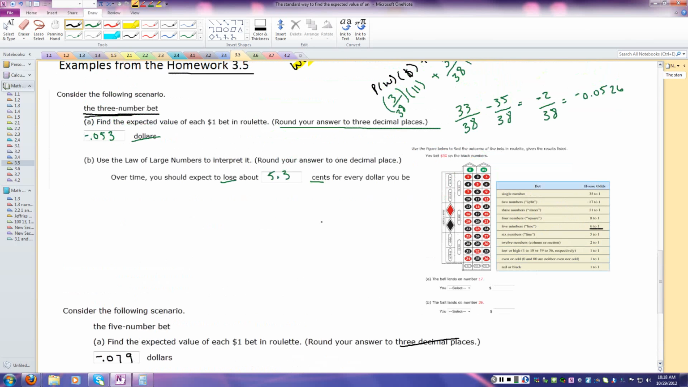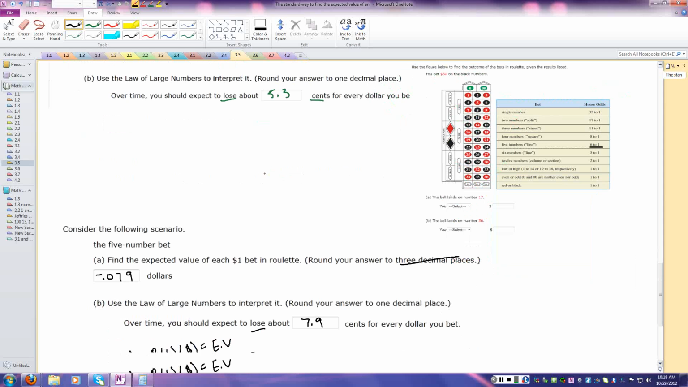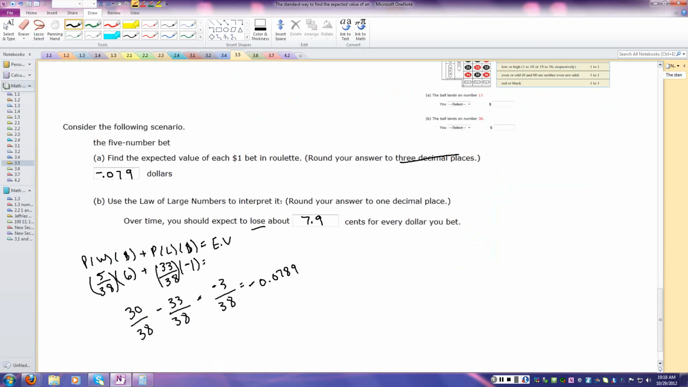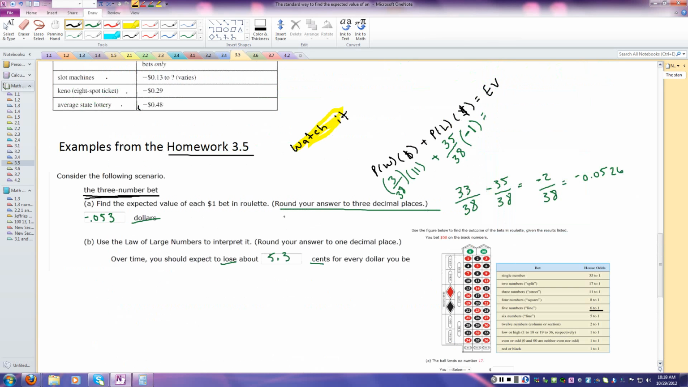So the expected value here, I'm not going to lose as much betting the 3-number bet as I am the 5-number bet. So you can actually do a little bit of analysis of gambling, and you'll have a few different problems in this section. Like I said, a lot of them have watch it, so if you need to see an example, look at that watch it button. Good luck with this section.